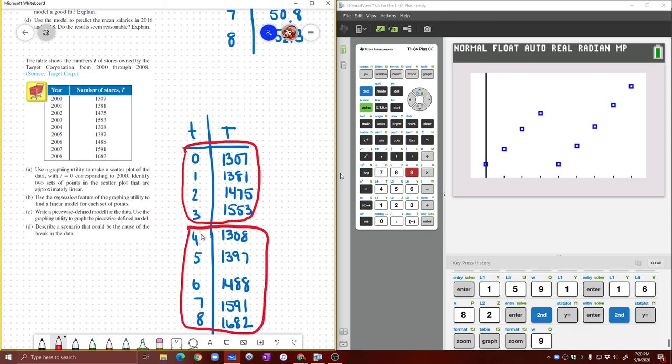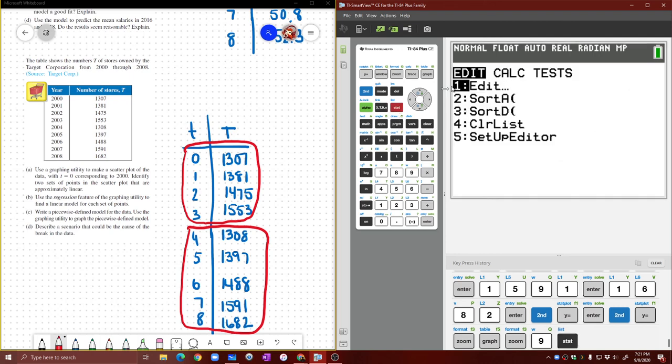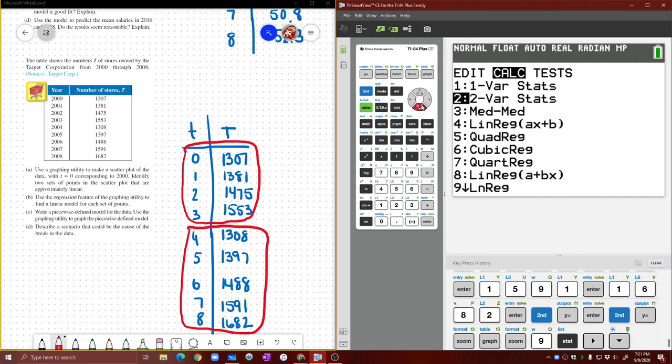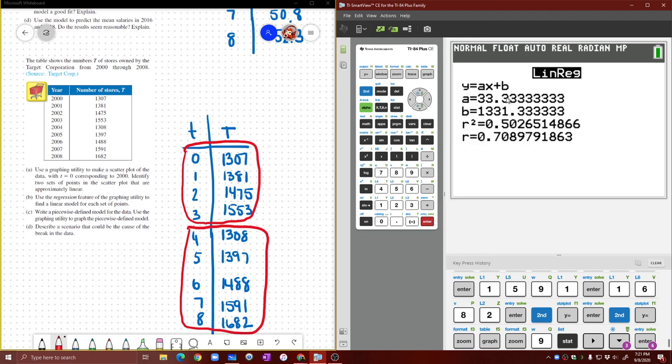But when we come up with a line of best fit, it's going to make a line based on all the points. So it's not going to draw a line here and a line here. It's going to make a line that fits best amongst all the points. Now part B says, let's use our regression feature to find a linear model. So I'm going to go stat, calc, linear regression, L1, L2. We're all good. Calculate.